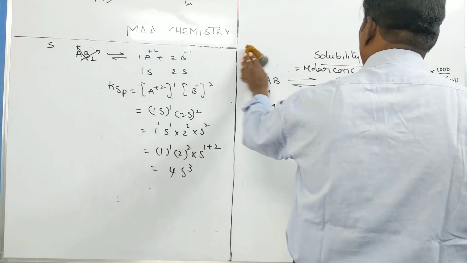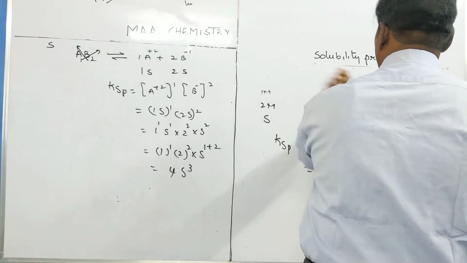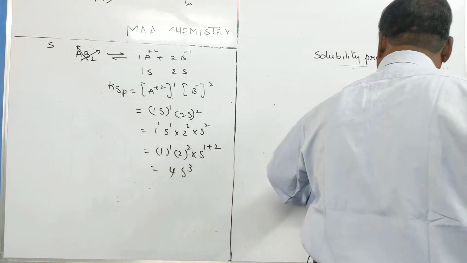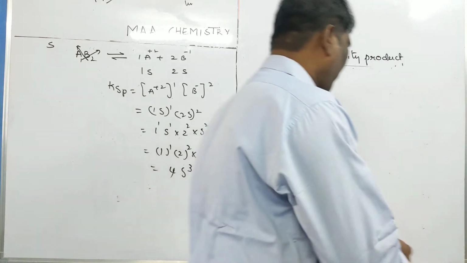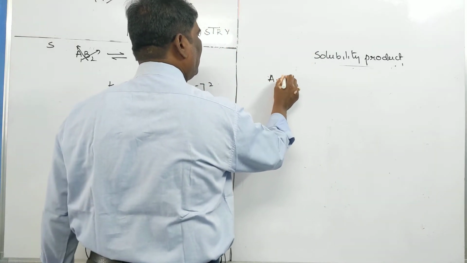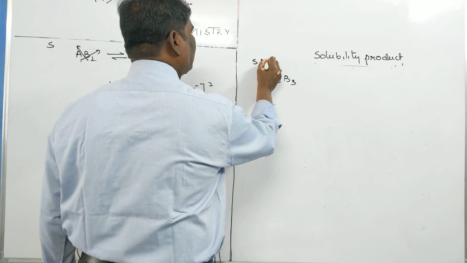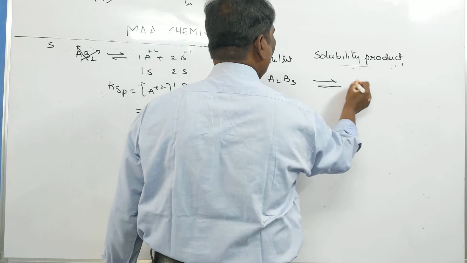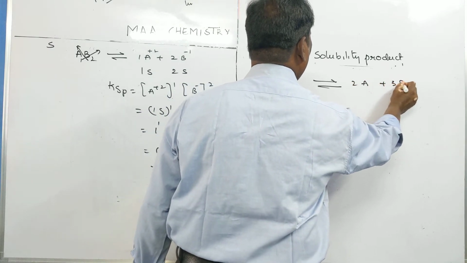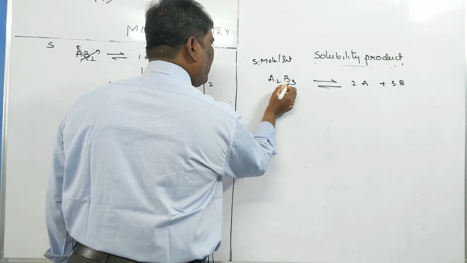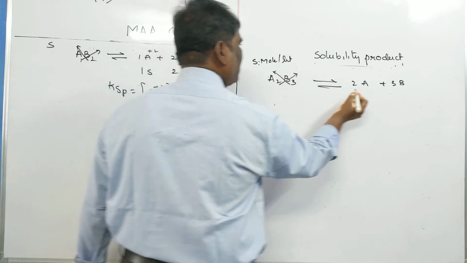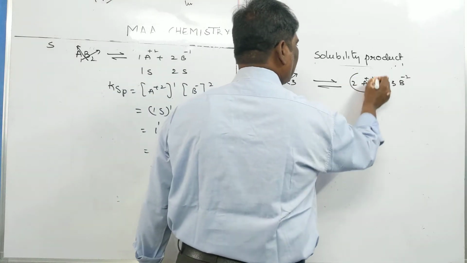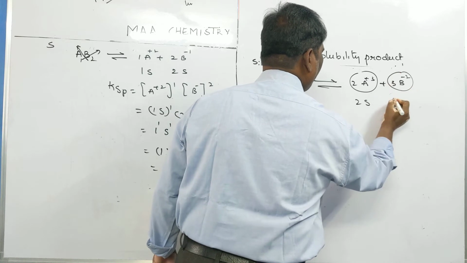Let us suppose this time A2B3. For A2B3, what is the concept here? Let us consider solubility is S mole per liter or S molar. Then it ionizes into 2A cations and 3B anions. Now 3 is the charge of A, 2 is the charge of B, plus 3 and minus 2. Okay, solubility is taken as S. So this one becomes 2S, this one becomes 3S.